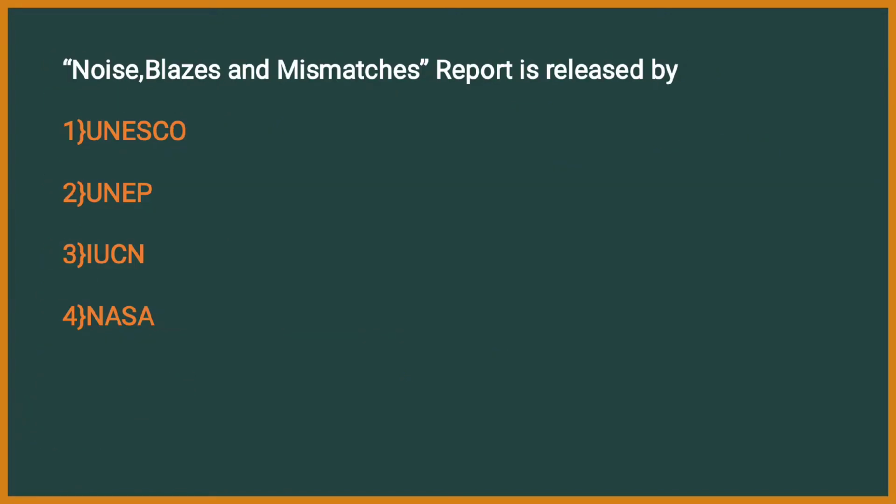Next question. Noise, Blazes and Mismatches report is released by. See, this is a report, Noise, Blazes and Mismatches. It is released by option 1 UNESCO, second UNEP, third IUCN, and fourth NASA. Here the right answer is United Nations Environment Programme. United Nations Environment Programme has released this report. Do comment, when was this United Nations Environment Programme established? Right? When was it established?